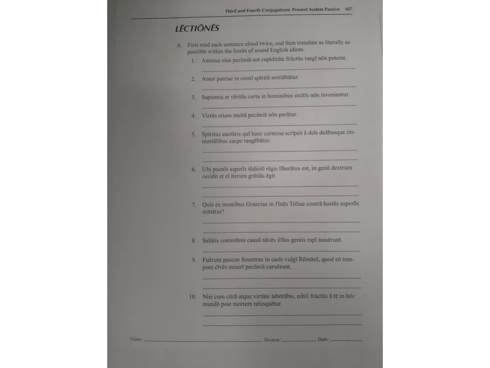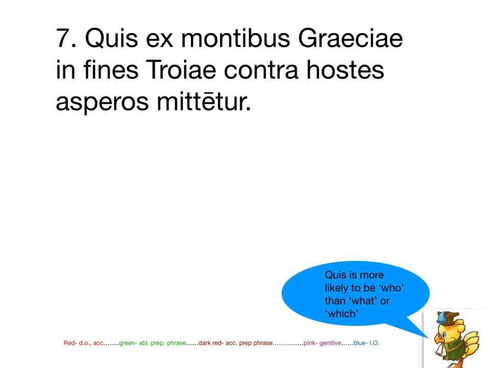Okay. And now we did, let's see, how many of these did we do? We did 3 of these. So this is what comes after what y'all's homework is. So we're going to do 7, 8, 9 real quick. Quis ex montibus Graeciae in fines Troiae contra hostes asperos mittetur.